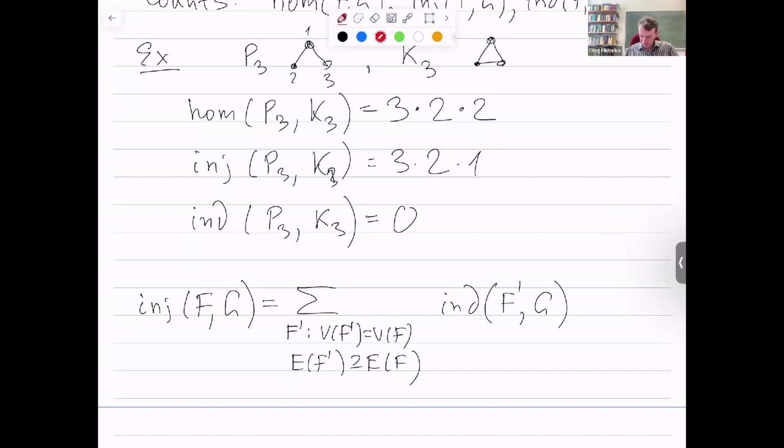Yeah, and later we'll see similar formulas. So instead of writing all these conditions, I'll just write briefly that F prime is a supergraph of F, which means they are graphs on the same vertex set, and every edge of F is an edge of F prime. So this is just a trivial relation.